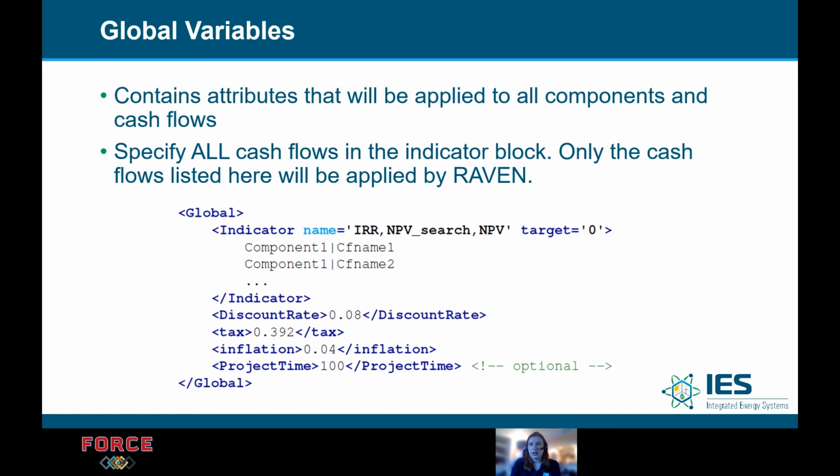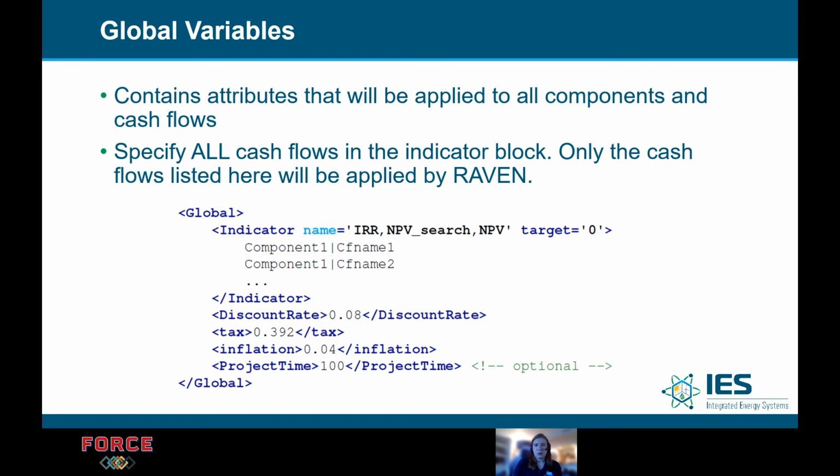So how TEAL works is you have, in the XML format, a block that's your global variables, and this basically contains all the attributes that are applied to all the components, but it also contains a list of your cash flows that's going to be sent to Raven. So you need to put all of your cash flows in the indicator block, because otherwise Raven won't know that your cash flow is there, and it might not be included in your final calculation.